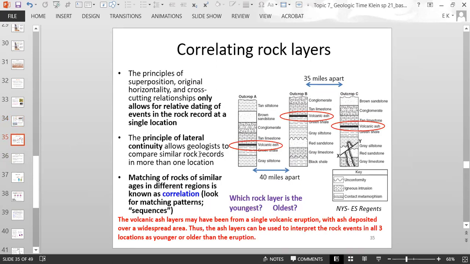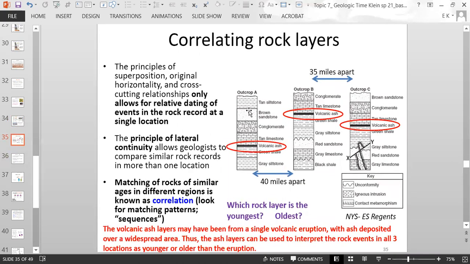So we're going to start matching rock layers, matching patterns that we see between the three outcrops. When you match rocks of similar ages in different regions, it's called correlation. So we're looking for different sequences.